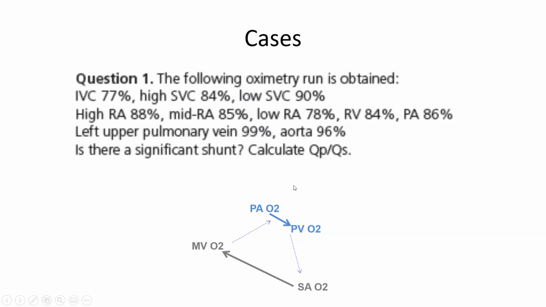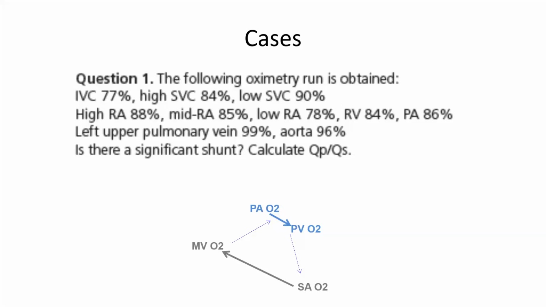So calculate now the QP over QS. Can anybody do quick math? 1.9. Good. What numbers did you use, if you can tell us? The aorta 96 minus IVC 77 divided by 96 minus 86. Okay, excellent. It's 1.9. You are correct. Good answer. So it is significant, over 1.5, sinus venosus ASD.